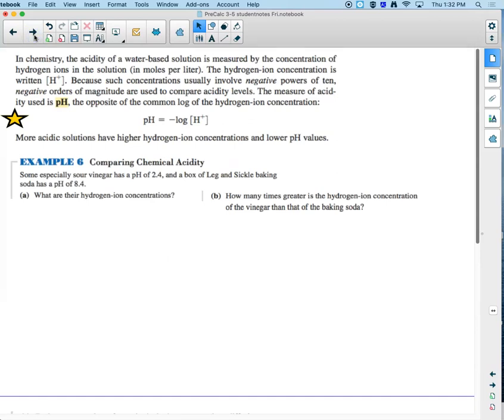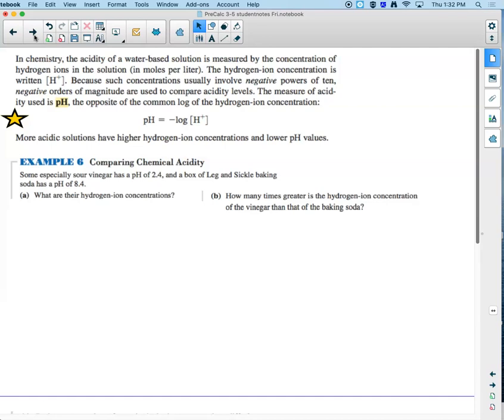All right, in chemistry, the acidity of a water-based solution is measured by the concentration of hydrogen ions in the solution in moles per liter. The hydrogen ion concentration is written as a capital H with a little plus. Because such concentrations usually involve negative powers of 10, negative orders of magnitude are used to compare acidity levels. The measure of acidity used is called the pH. The opposite of the common log of the hydrogen ion concentration, pH equals negative log of capital H plus. More acidic solutions have higher hydrogen ion concentrations and lower pH values.